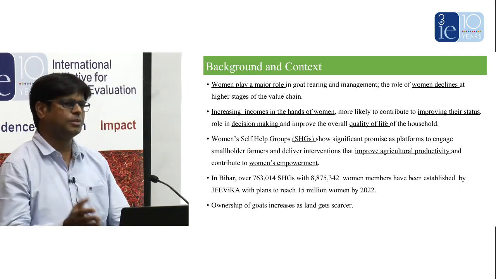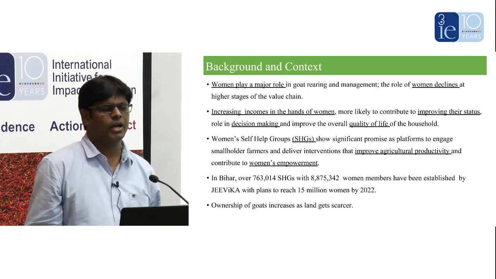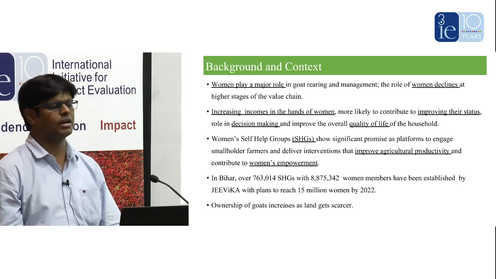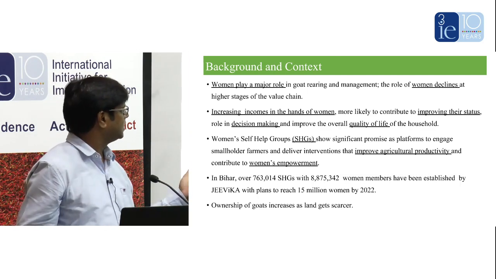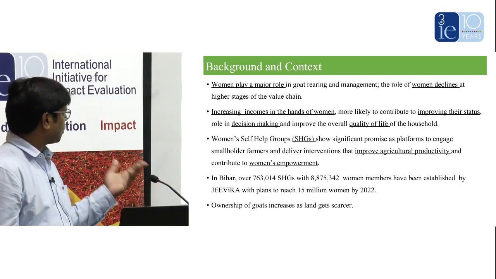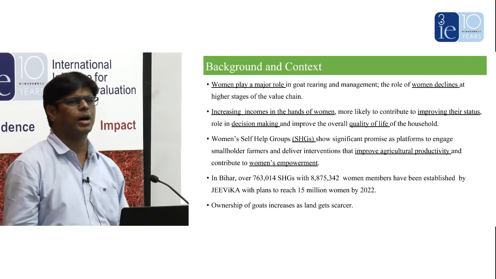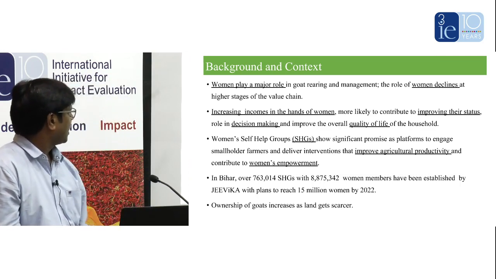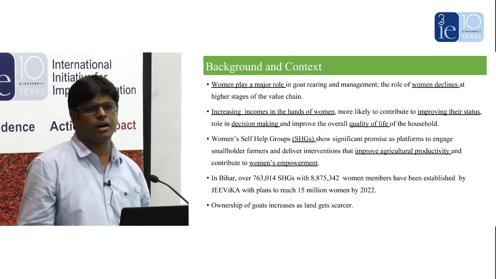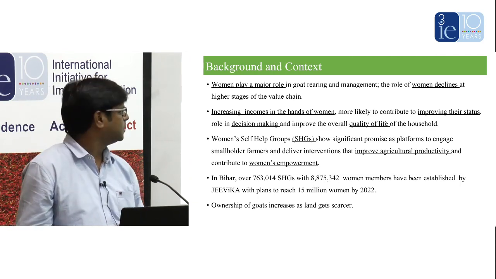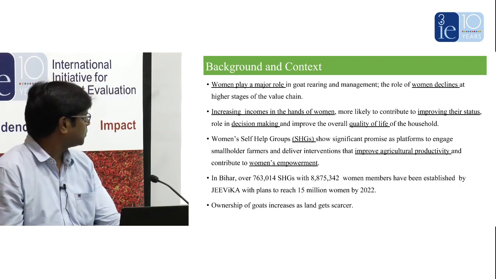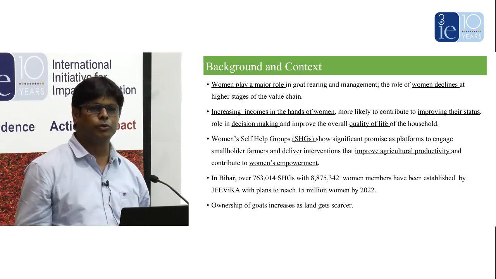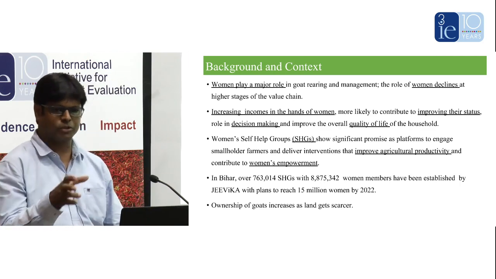There is an SHG platform already developed and promoted by Jeevika, and we thought that if this platform is used for improved management practices, it will impact in two parts. One is increased income in the hands of women, and that will improve agriculture productivity as well as women's empowerment. In Bihar, around 0.7 million SHGs have been promoted by Jeevika, covering around 9 million households. Jeevika has planned to reach around 15 million households by 2022. So it's a big platform through which we can scale up the learnings of Project Mesha.